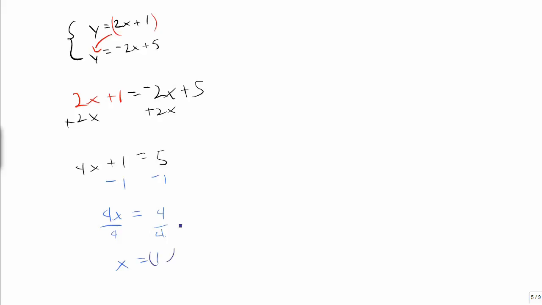Now what do I do next? I take this 1 and I put it into either one of these equations. Think about which one you would choose, the first one or the second one. I'm choosing the first one because it has all positive numbers. So y equals 2 plus 1 is 3. Again, my answer is (1, 3).